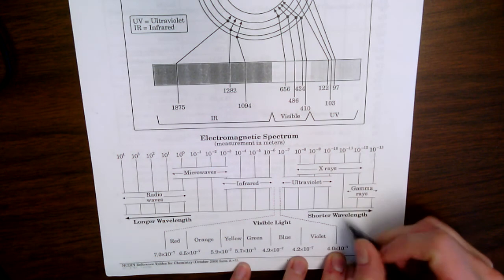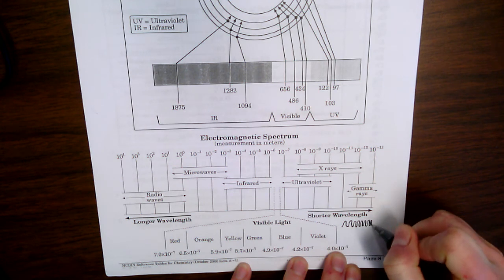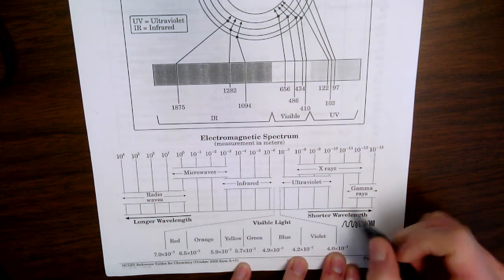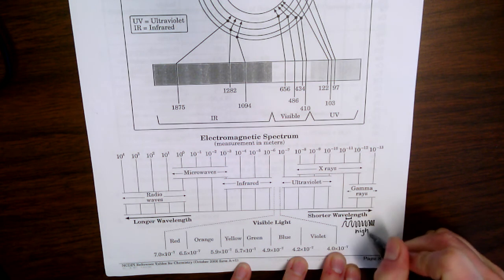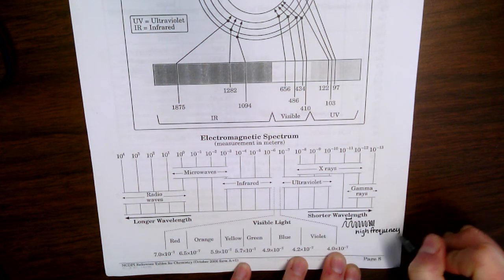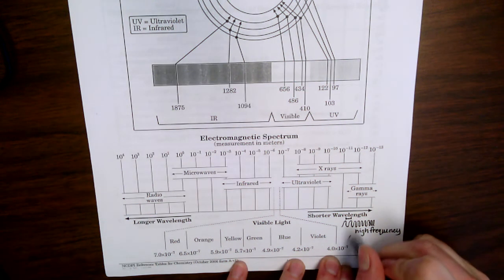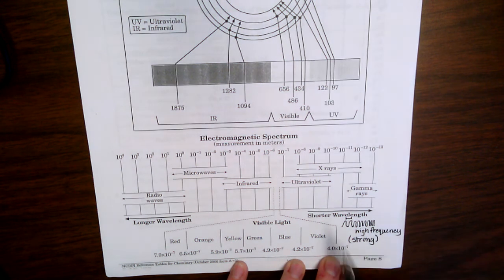So these over here, it says shorter wavelength. They're going to be closer together. That means they've got a short wavelength and they have a high frequency. So these are your strong waves. These are the ones that do the most damage.